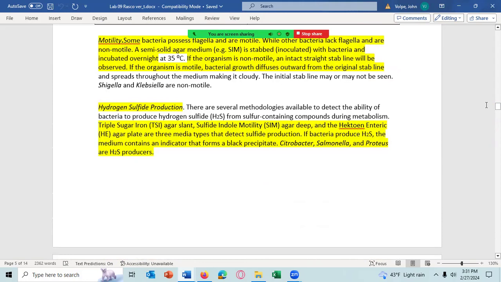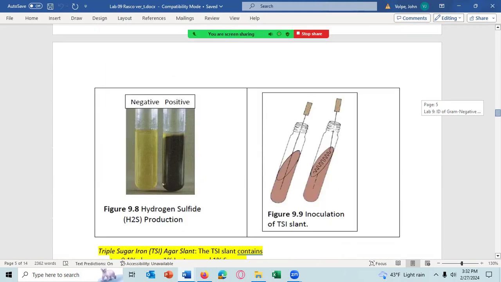All right, Citrobacter, Salmonella, and Proteus produce hydrogen sulfide. I believe E. coli does not. It would be hydrogen sulfide negative.